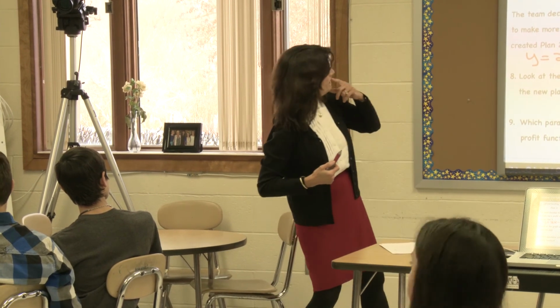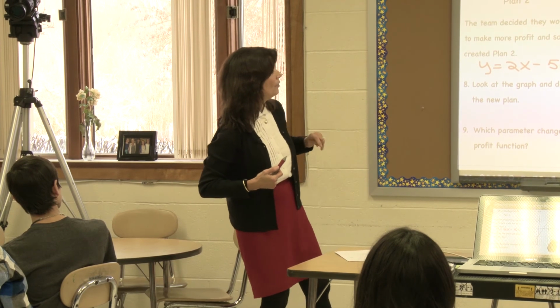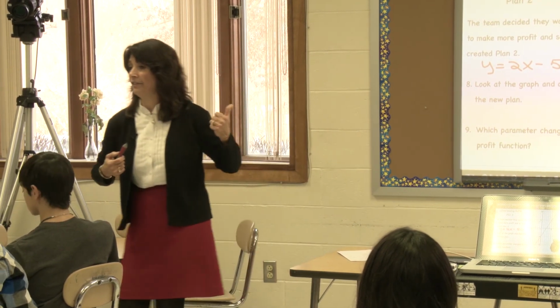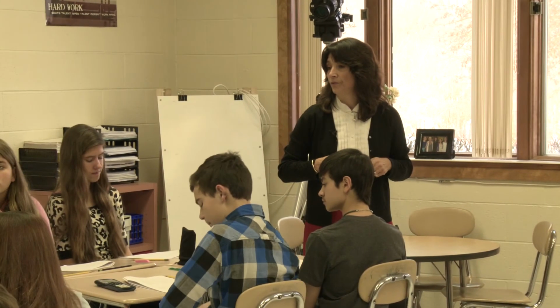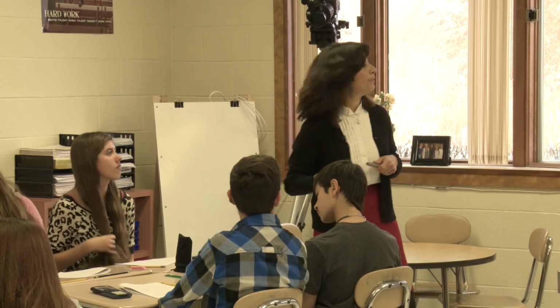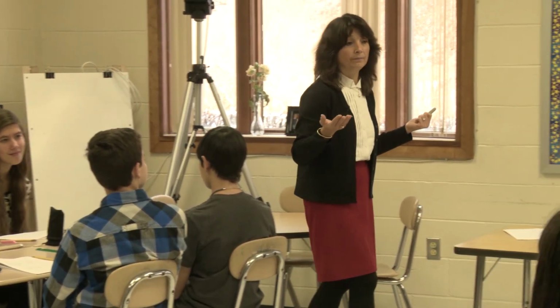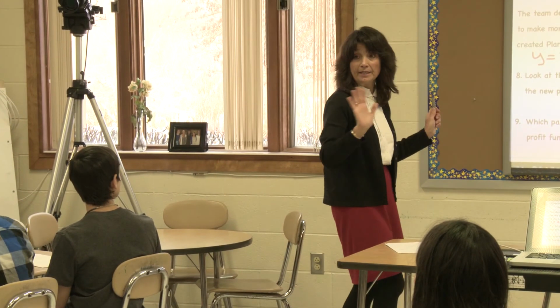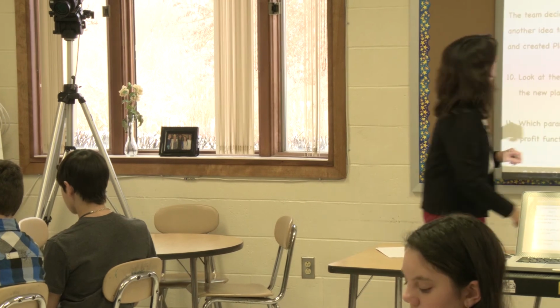Okay, and how did you determine the cost per ticket by looking at this graph? How did you determine it? Oh, I found 2 points on the graph, and I did rise over run. Okay, you found 2 points on the graph. Did anybody do it any differently? Okay, everyone did it the same way. Okay, now we got to plan 3.